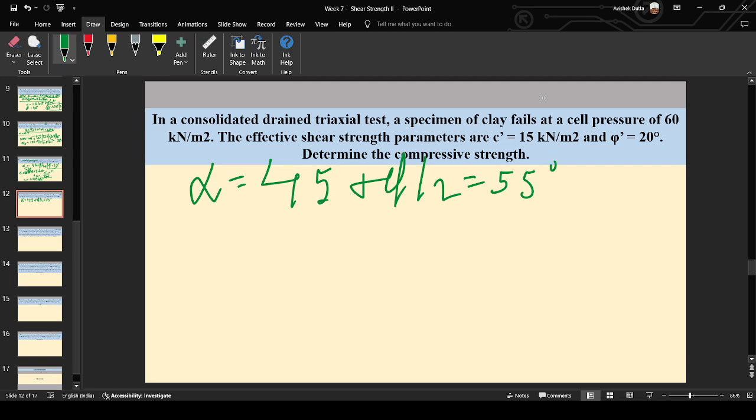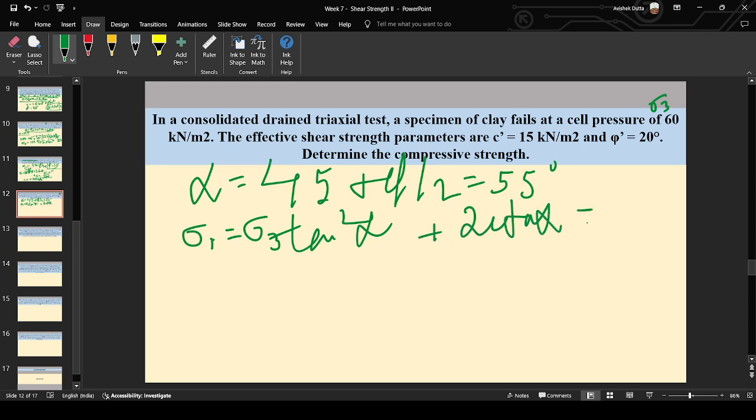Now we have sigma 3 as 60. So sigma 1 equals sigma 3 tan square alpha plus 2c tan alpha. Alpha equals 55, c equals 15, and sigma 3 equals 60. From here we get the value of sigma 1 approximately 165.24 kilonewton per meter square. This is the value of sigma 1.